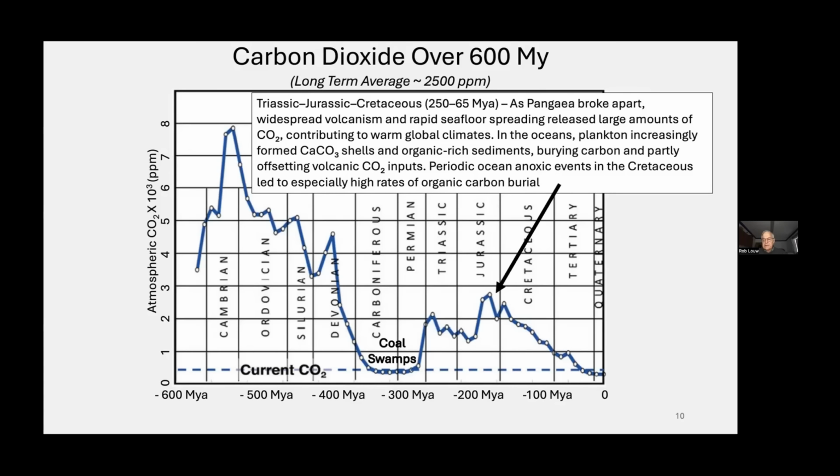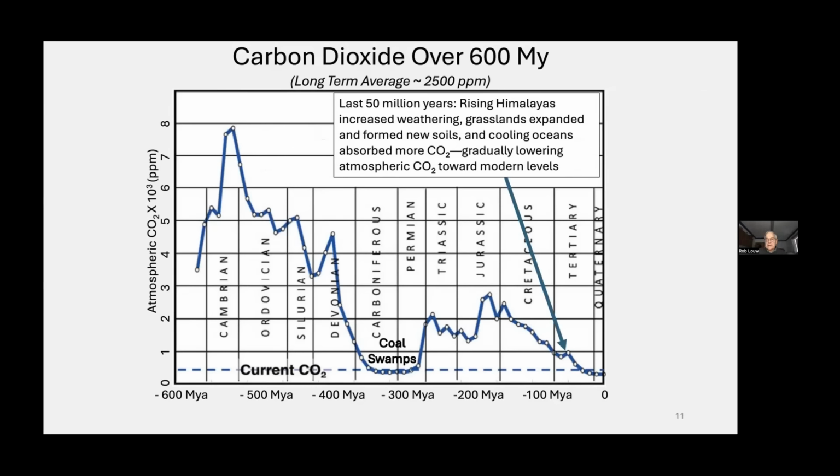In the oceans, plankton increasingly formed calcium carbonate shells and organic-rich sediments, burying carbon and partly offsetting volcanic CO2 inputs. Then periodic ocean anoxic events in the Cretaceous led to especially high rates of organic carbon burial. Getting closer to modern times, in the last 50 million years, the rising Himalayas increased weathering, grasslands expanded and formed new soils, and cooling oceans absorbed more carbon dioxide, gradually lowering atmospheric CO2 towards modern levels.